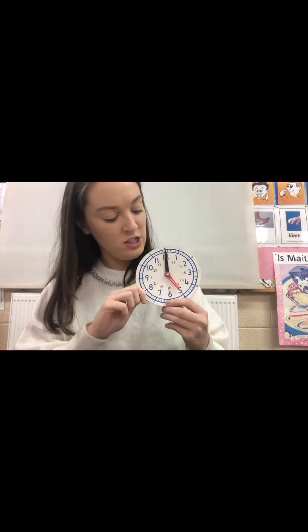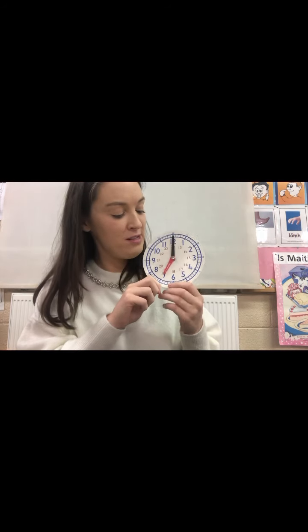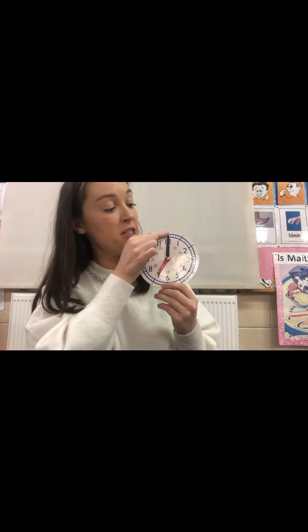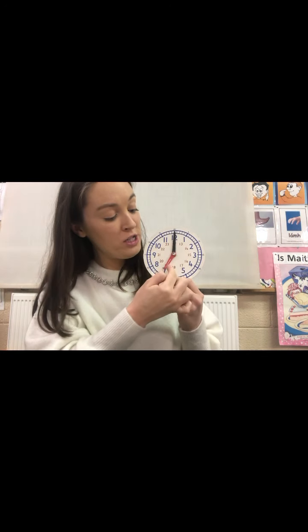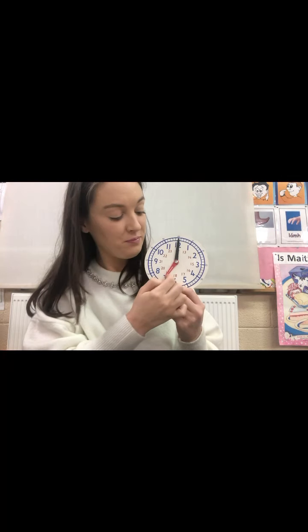Now, I want you to put your short hand to the 7. And can anybody tell me what time it is now? That's right, it's 7 o'clock. Great job, senior infants. It's 7 o'clock because our long hand is pointing to the 12 and our short hand, our hour hand, is pointing to the 7.